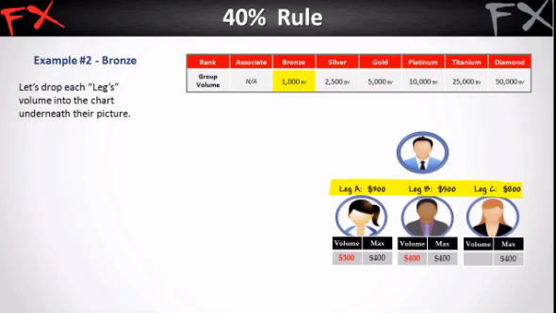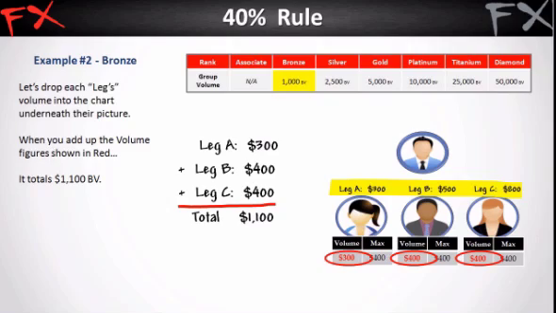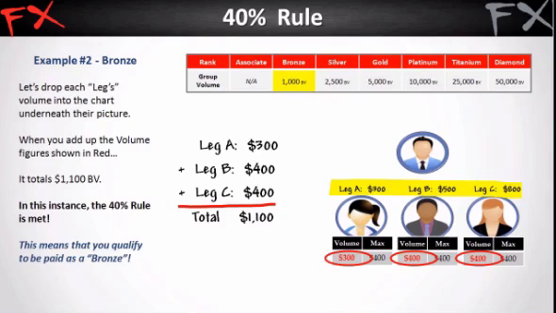And leg C has $800 in volume, but again, since the maximum that we can use from any one leg is $400, we can only drop $400 of the $800 down here. When you add up the volume figures shown in red, it totals 1,100 BV. That's over the $1,000 figure. So in this instance, the 40% rule is met. This means that you qualify to be paid as a bronze.